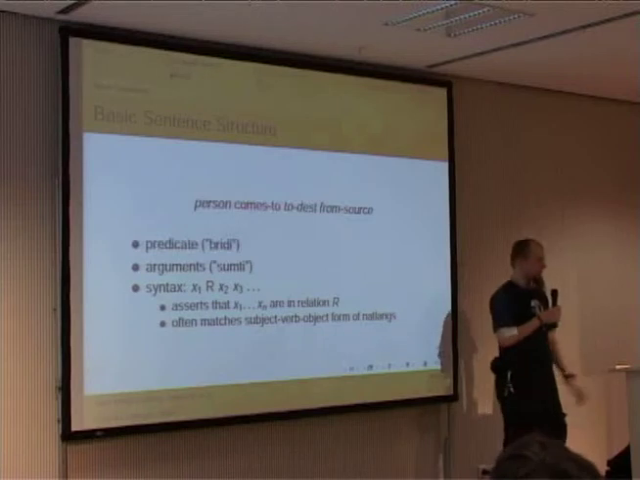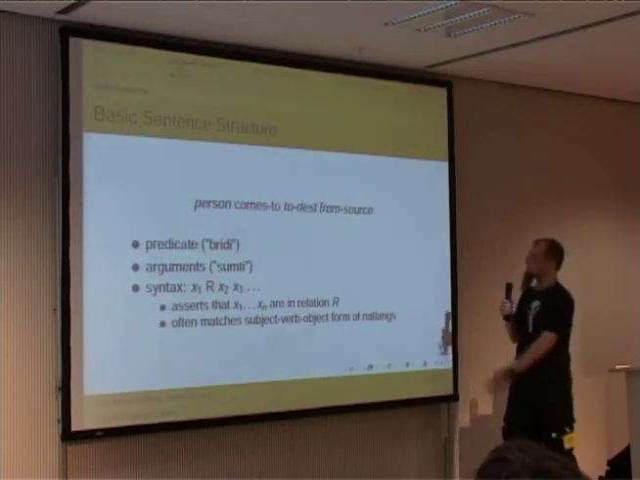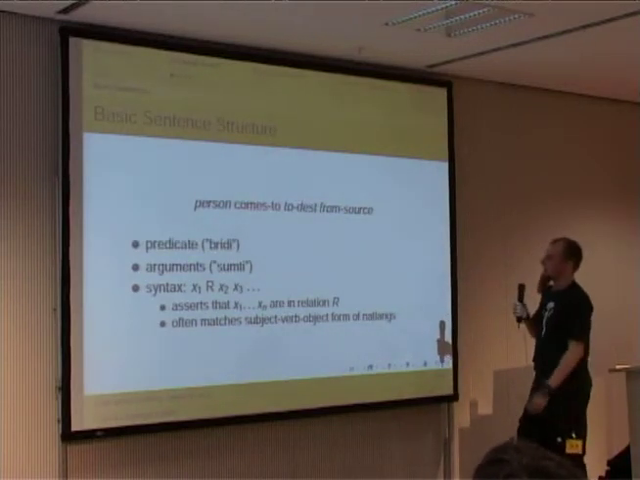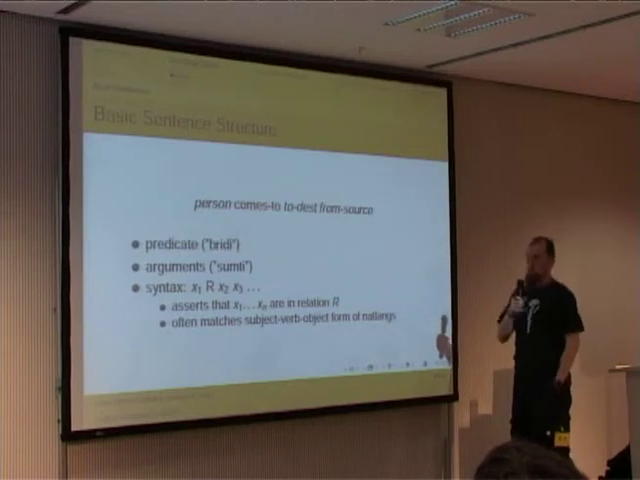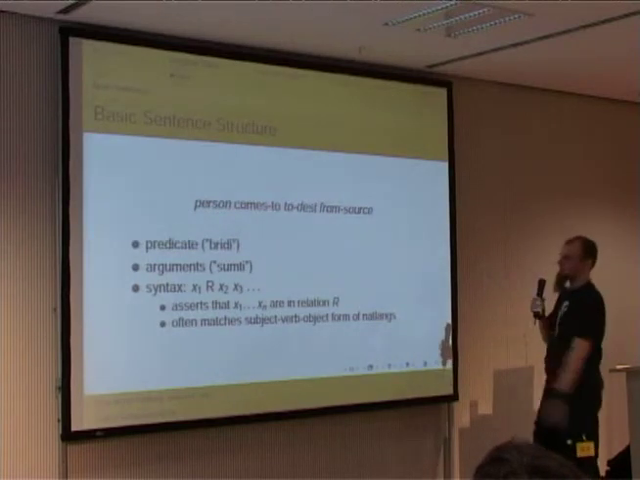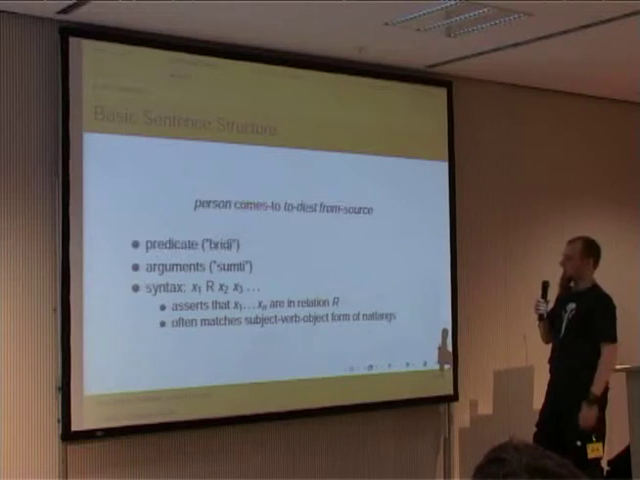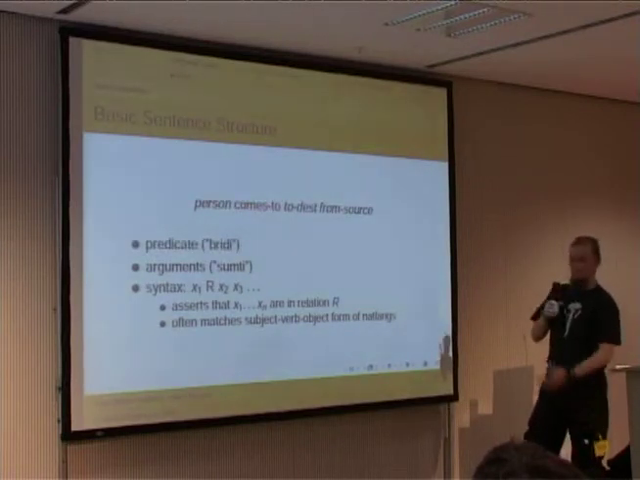So, how do you build a basic sentence? I've already shown you this pattern up there, which illustrates the concept. It has a predicate, in this case "comes to", which in lojban is called a bridi. I'll use this word from time to time. And the arguments are called sumti in lojban. So it's predicate and arguments.